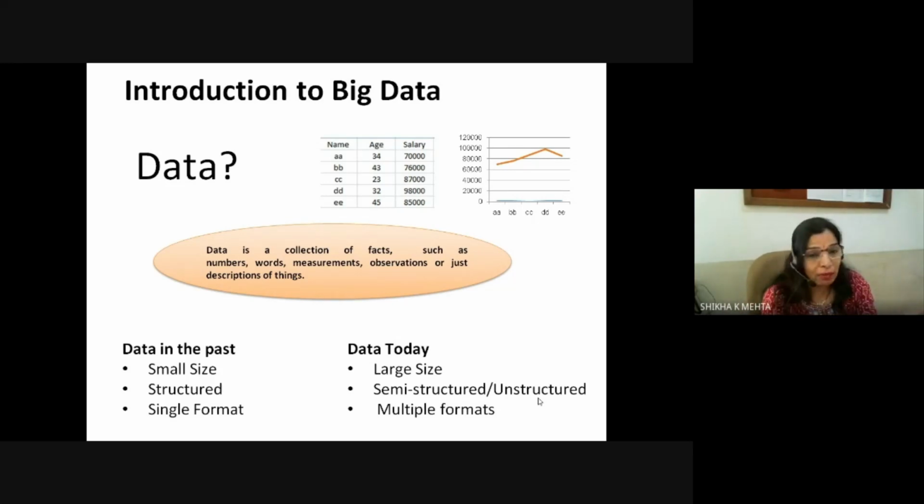So again, we have a need for different kinds of technologies to be developed, because the data has changed over a period of time. Can anybody tell me what was the major reason for the development of this data? What was the major breakthrough due to which the data has escalated and become big data? Anybody?